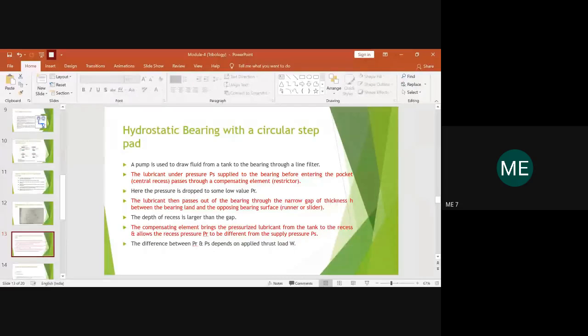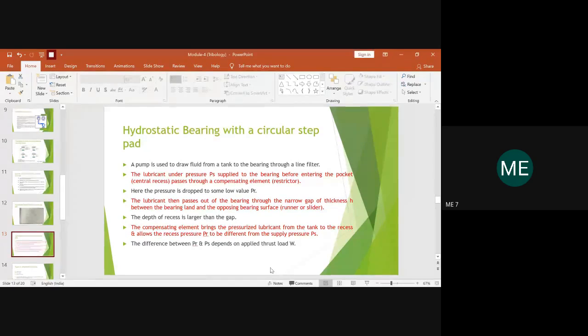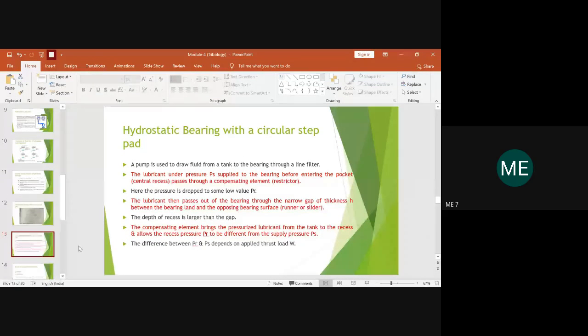Any doubts associated with this? No, ma'am. Is it clear? Yes, ma'am. Okay, so this is about the hydrostatic step bearing.